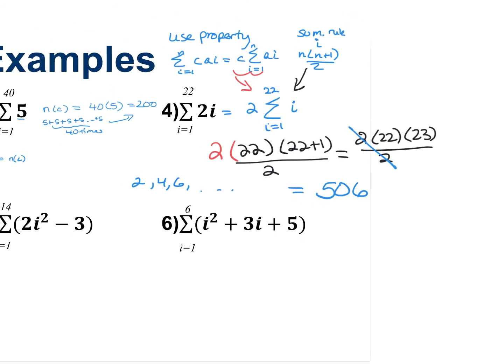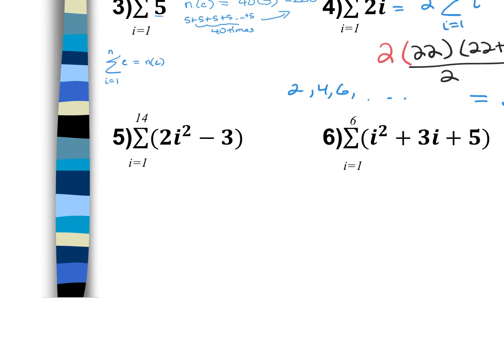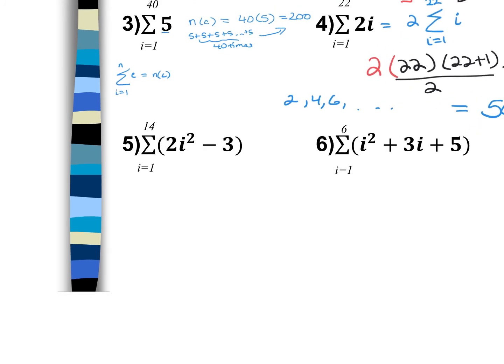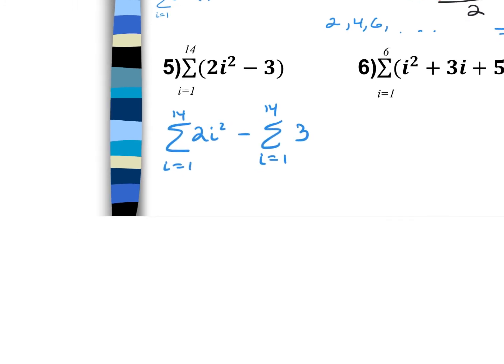Number 5, we're going to split it apart. We're going to use this property where we give each one of the terms its own summation notation. So I'm going to do summation 14, 2i squared, i equals 1, minus summation 14, i equals 1, and then it's a 3. Remember, we can also take this 2 and put it in front.